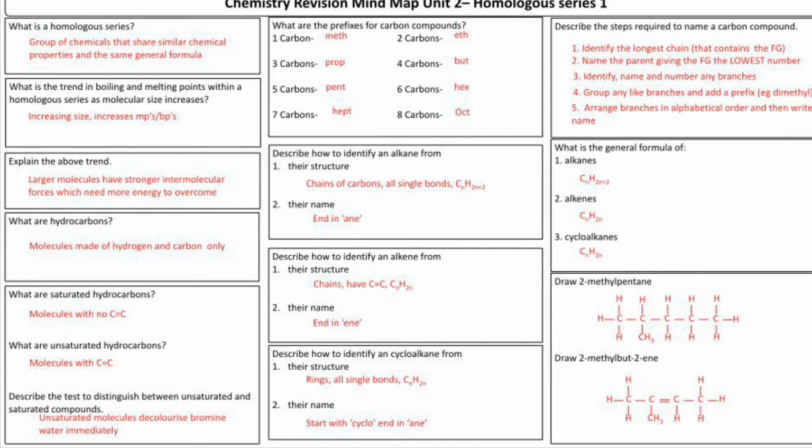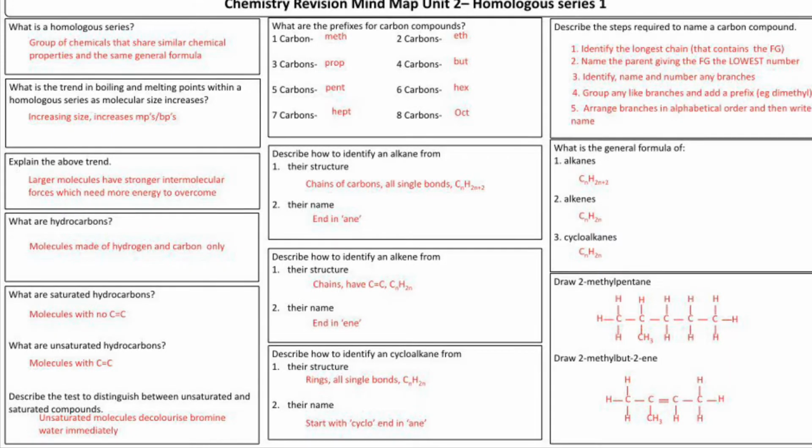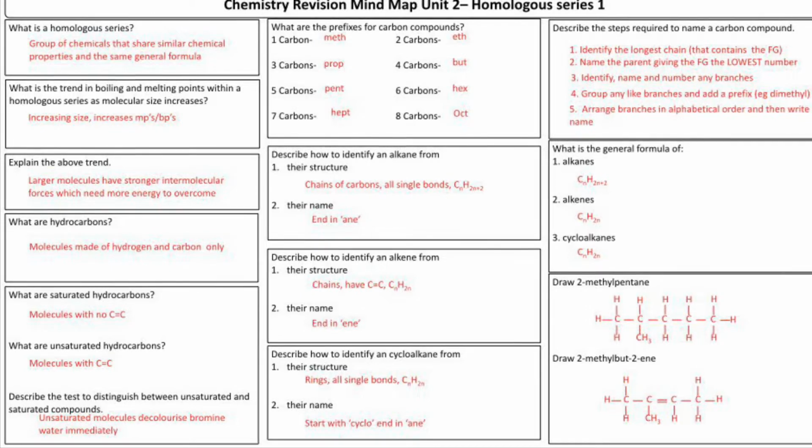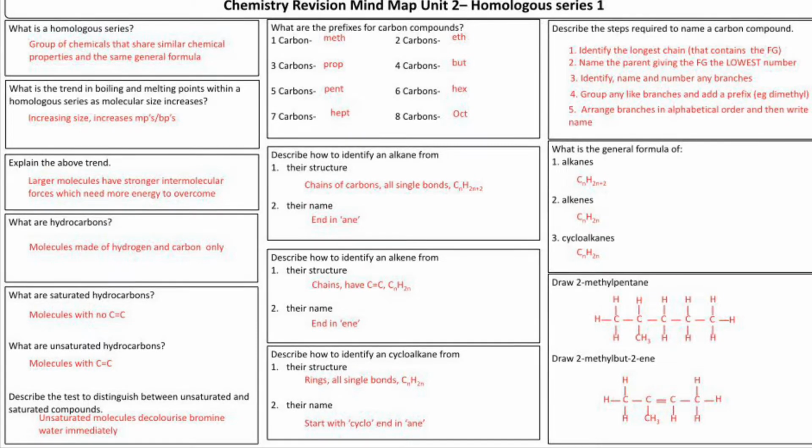Molecules are hydrocarbons if they're made of hydrogen and carbon only. A saturated hydrocarbon contains only single carbon-to-carbon bonds, whereas an unsaturated hydrocarbon will contain carbon-to-carbon double bonds or triple bonds. The test to distinguish between unsaturated and saturated is that an unsaturated one will decolorize bromine solution immediately. This is due to the addition reaction, with the bromine being added across the double bond.